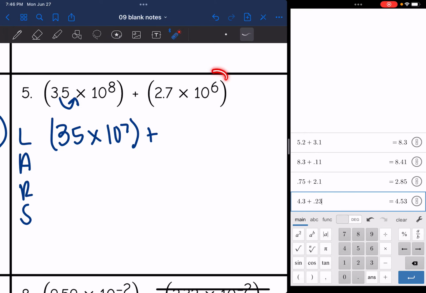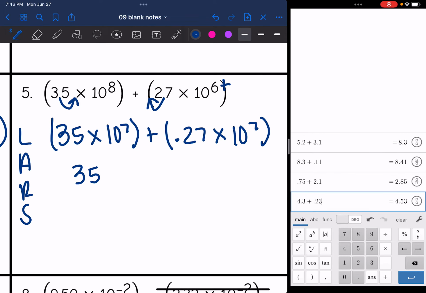Plus, I need this exponent to be a 7, so I'm going to move this decimal to the left. So it'll be 0.27 times 10 to the 7th. So now I add the coefficients. 35 plus 0.27 is 35.27 times 10 to the 7th.